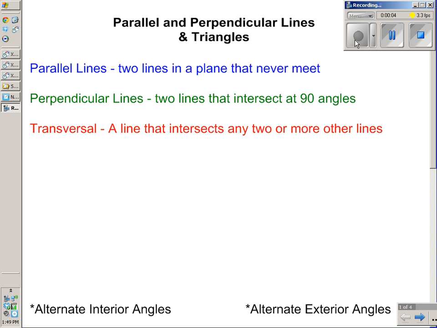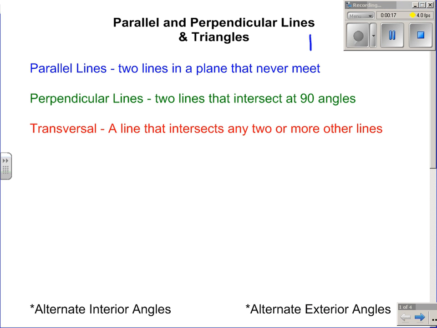Today is Monday, April 28th, and we're going to continue our notes. Topic today is parallel and perpendicular lines, as well as triangles, and this is going to be page 52 in your notes. And a couple symbols I'm going to put up there at the top just to help us remember.